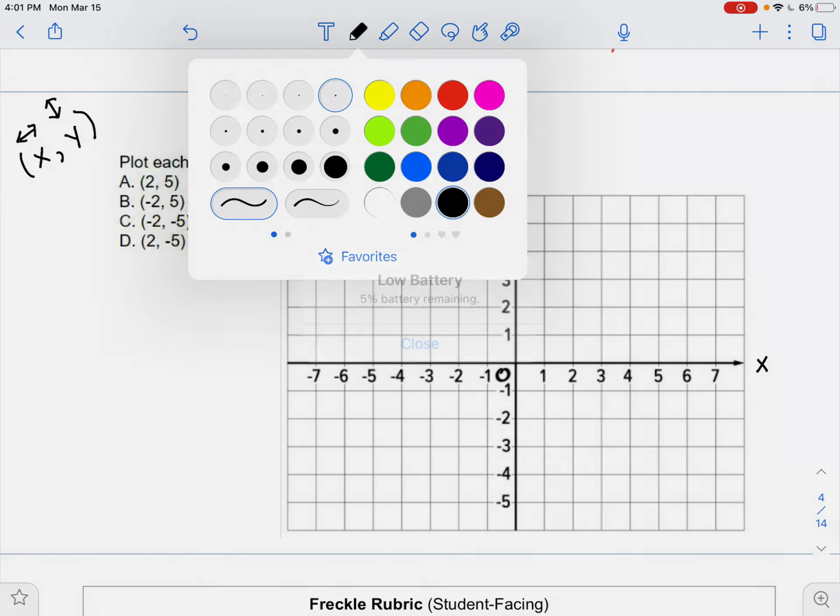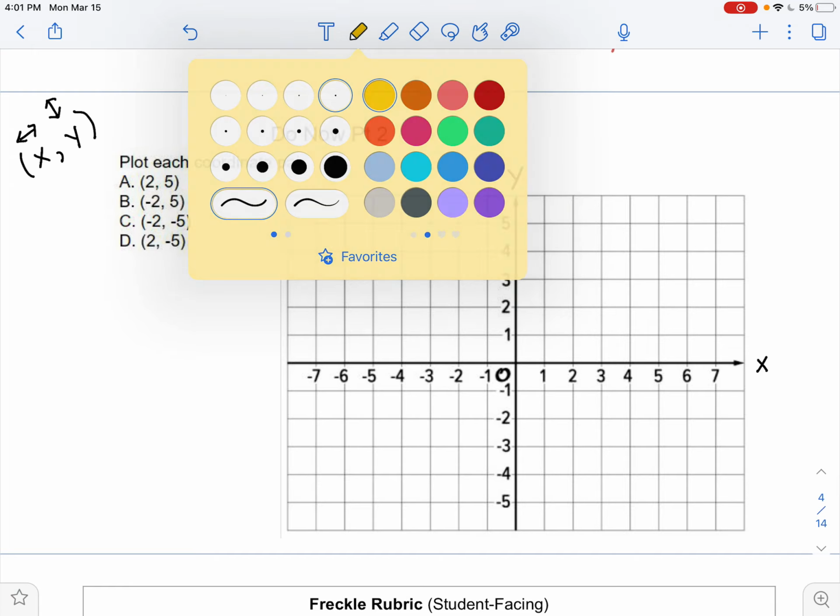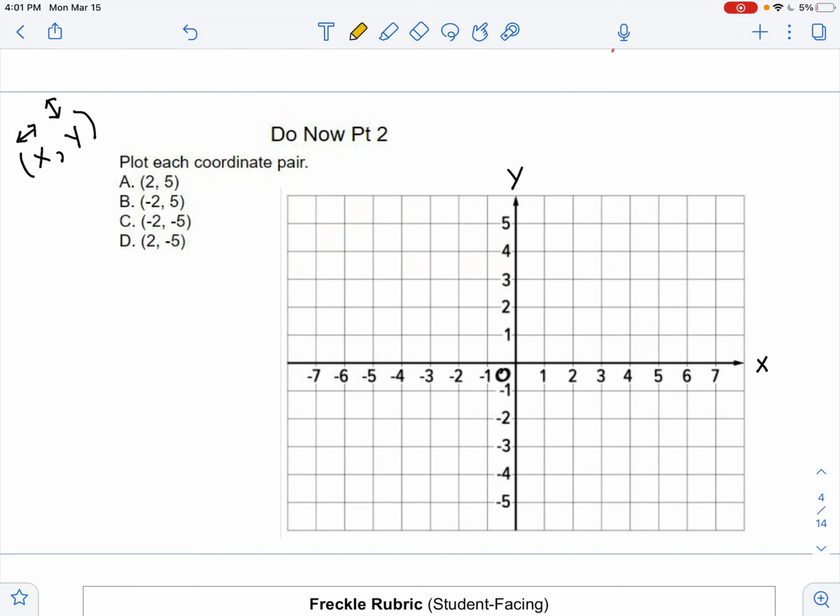So we know, for example, that for coordinate pair A, we have +2, +5, which means we're going to move over 2 spaces side to side, find my +2, and 5 spaces up and down. In other words, 2 side to side, 5 up and down. And I'm going to go ahead and plot my point A.